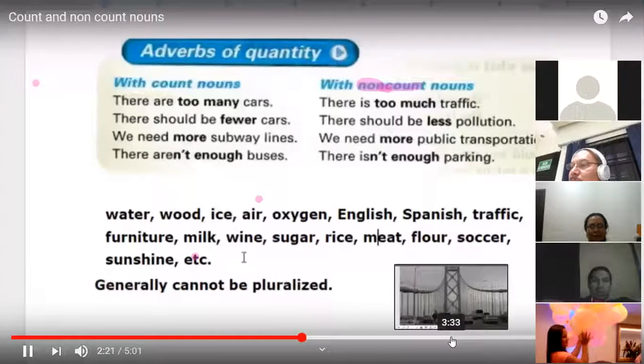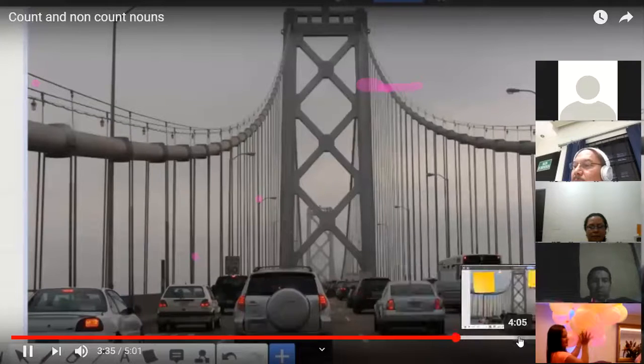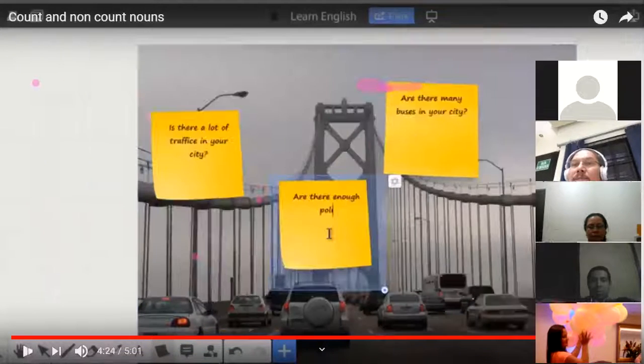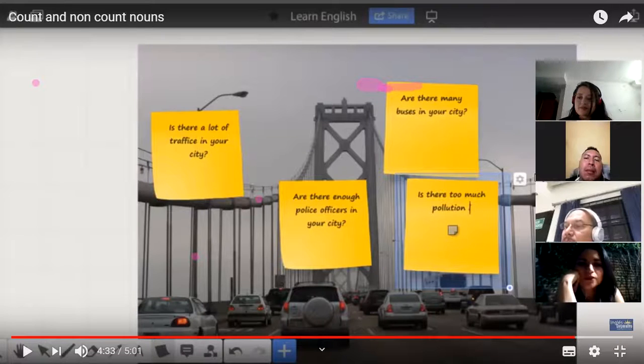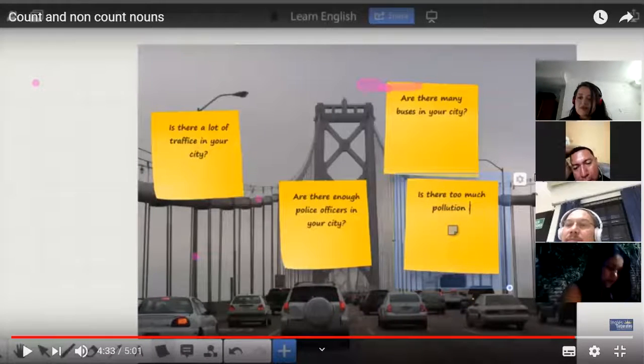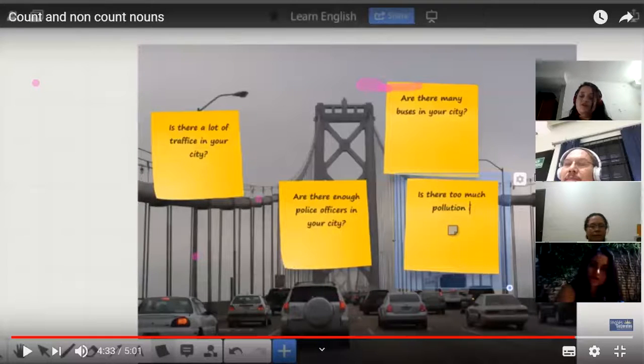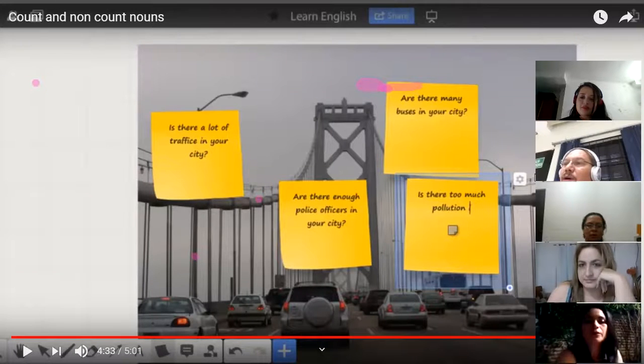Traffic, furniture. Let's discuss some questions, okay? There are two, and then we're going to practice as well. A lot of police officers. All right, read question number one. Is there a lot of traffic in your city? Is it countable or not? Not countable. Non-countable. But what is the answer?